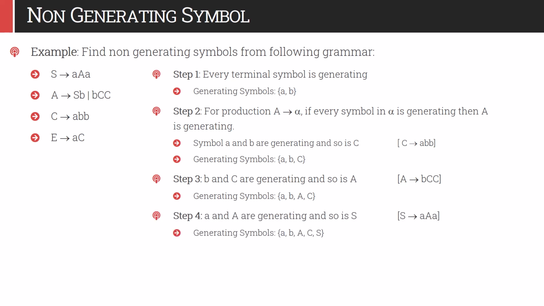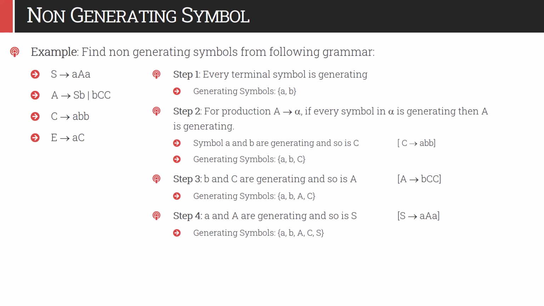Again, if we repeat the same process for production 1, there is S derives a, capital A, a. So small a is in the generating set, capital A is also in the generating set. So all the symbols on the right hand side of the first production are generating, and hence S is also generating. So our generating symbol set would now be a, b, capital A, capital C, capital S.